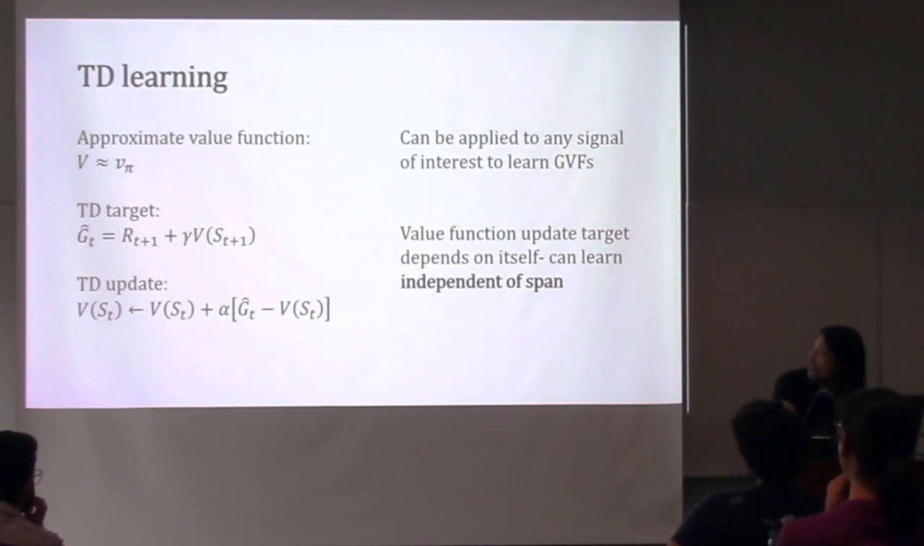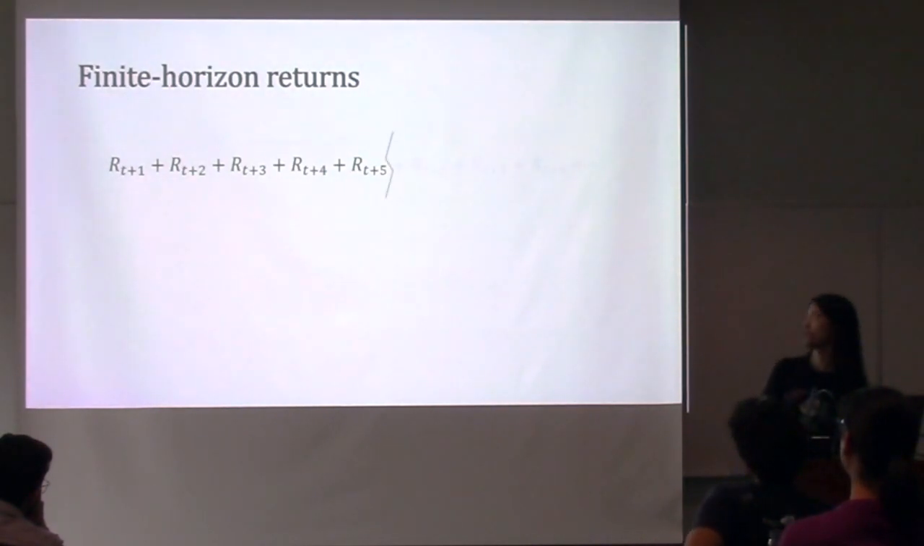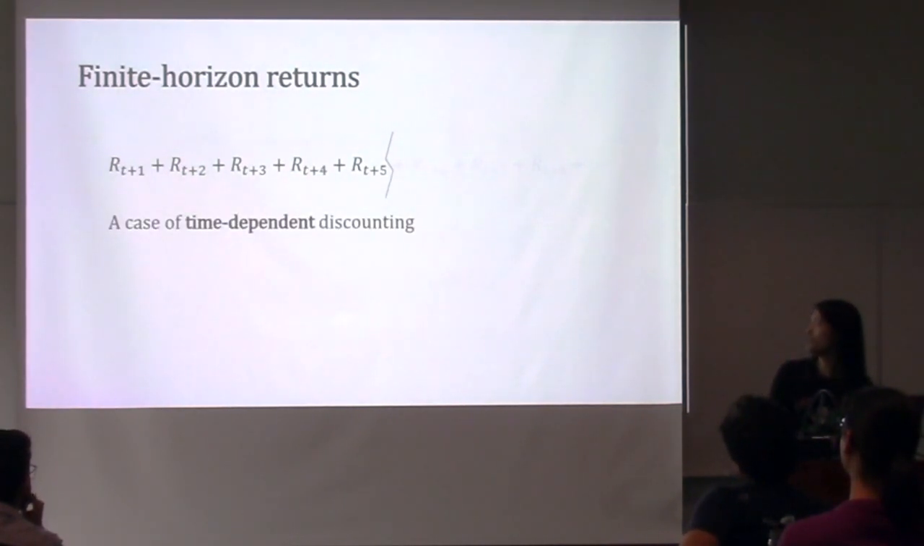So that's TD learning, and to introduce the finite horizon setting, we can pretend we have this infinite sum of rewards, or some arbitrarily long one, and it's undiscounted. What if we just threw those rewards away, and we only cared about, let's say, the next 5 steps? This is a case of time-dependent discounting, because you can imagine that the discount rate is set to 1 for the first 4 steps, and then on the 5th step it's set to 0, which cuts the rest of the return off. This is independent of state transition or where you end up. It's purely based on time.